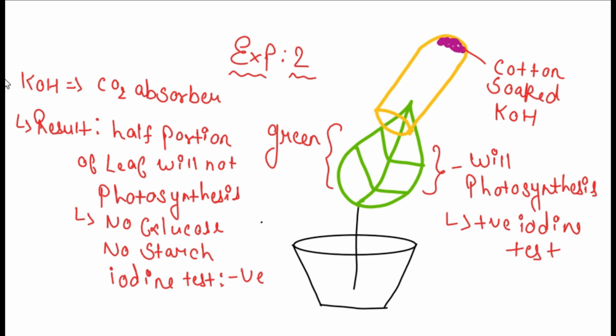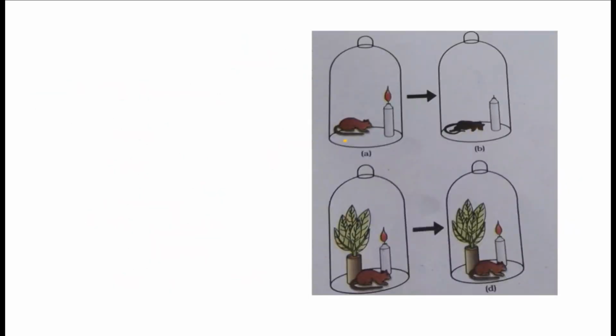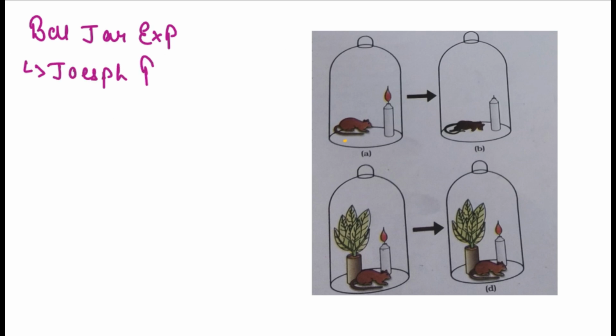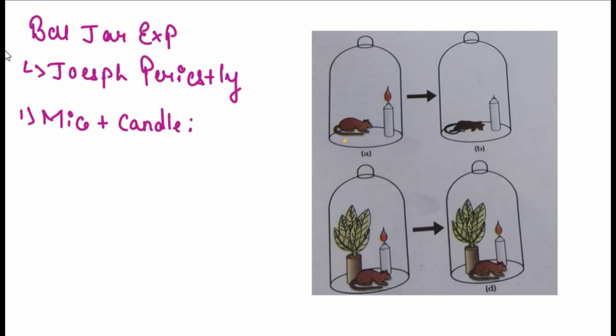Now let us understand the third experiment. The third experiment is a bell jar experiment, and this bell jar experiment was explained by the scientist Joseph Priestley. He took three things: a bell jar, mice and a candle. He took a bell jar which is completely transparent so that sunlight can pass through it, and he covered the bell jar, and inside it there were mice and a candle.